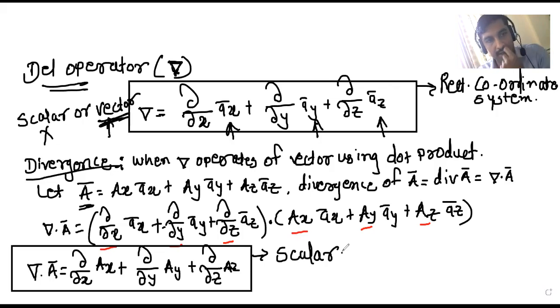Now, just to summarize, when del operates on a vector quantity using dot product, it is called a divergence. And just now we have seen that divergence always results in a scalar quantity. I hope you understood what is divergence. If it is clear, we will proceed further to understand the curl. Right? So let's move on.